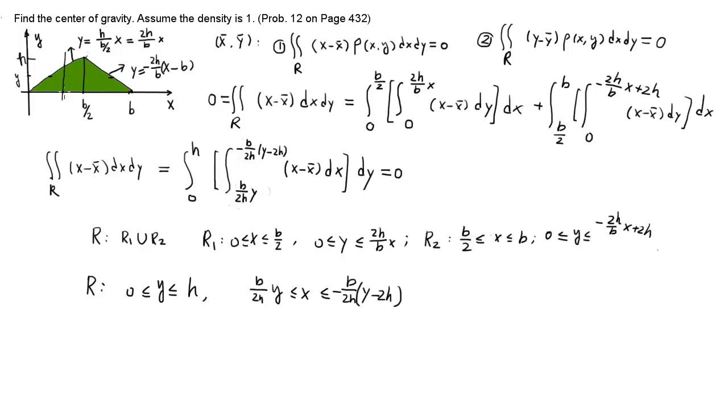Now, when x is moving between 0 and b, in the y direction, the upper and the lower limits are different. If x is between 0 and b over 2, then y goes from this point to this point. Now we can find this equation because this is supposed to be a straight line. So we find that the slope, which is rise over run, is h over b over 2, times x, because this line passes the origin.